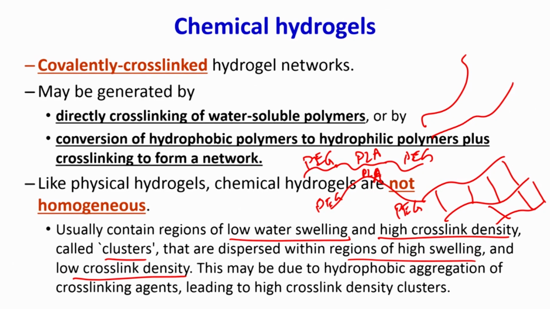Or these things might occur just because when the gel was forming there were some diffusion limitations of the cross linker, and that caused a certain region to be more highly cross linked than the other. So, all of these are very feasible. They are not very homogeneous, but they are more homogeneous than, let us say, a physical hydrogel.